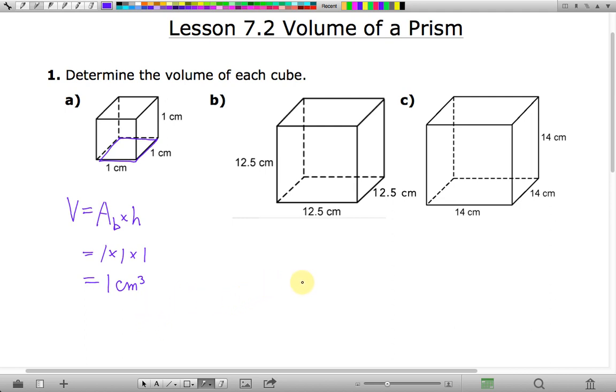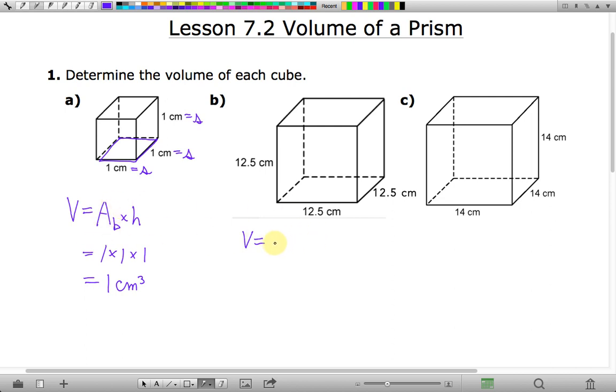So as you can see, we're going to have the same type of thing happening for each of B and C, where when we find the area of the base, it's going to be calculated by doing length times width, but of course length and width are equal to each other. So at this point, what I'd like to do is just develop our formula for the volume of a cube, a simplified version instead of writing all this area of base times height stuff.